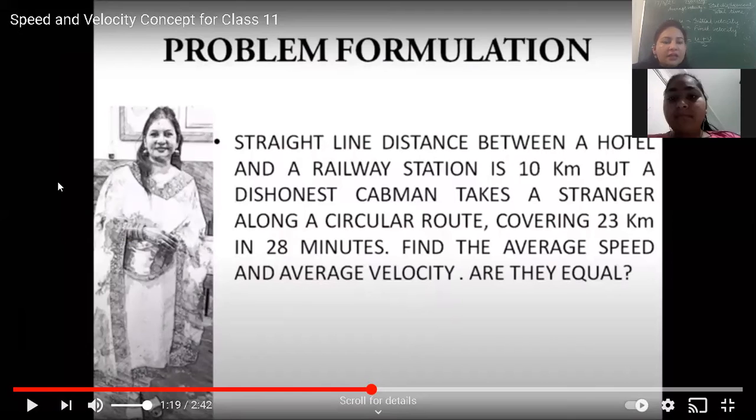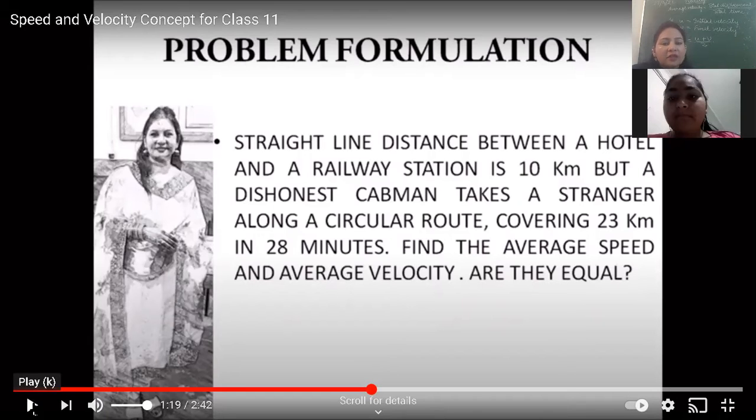So understand what is the question. A stranger arrives at a different city. He is at the railway station. He wants to go to a hotel. So he asks a cabman, and that cabman, to make more money, takes him round a circular track. Otherwise, he could have taken him along a straight road, which would have covered a distance of 10 kilometer only. But he is actually taking him along a circular path covering 23 kilometers. So for both the cases, the time taken will be 28 minutes.